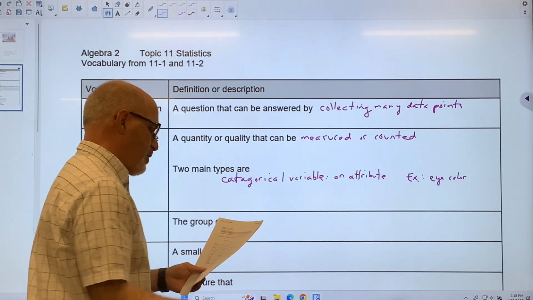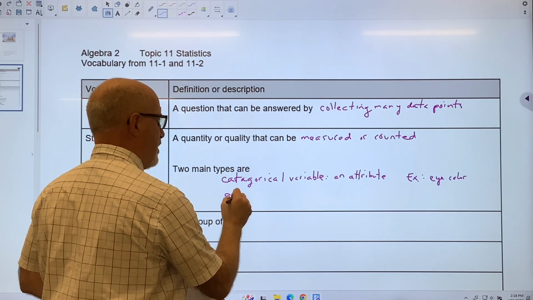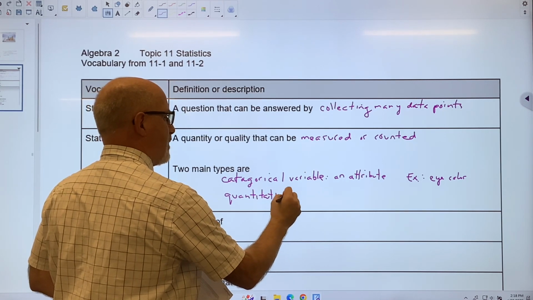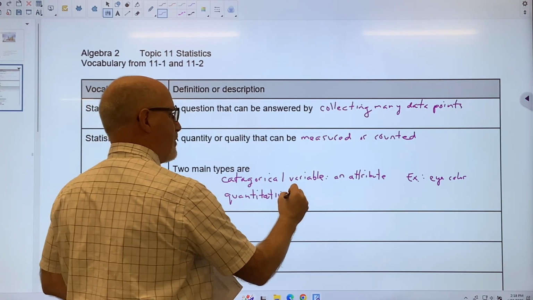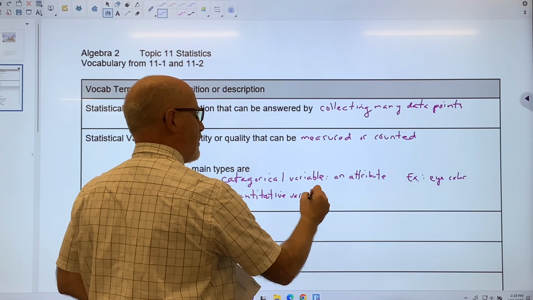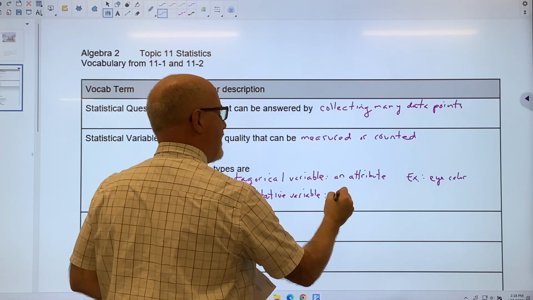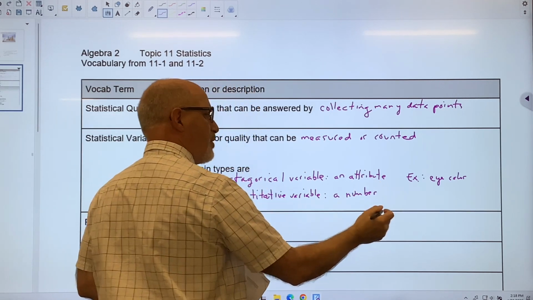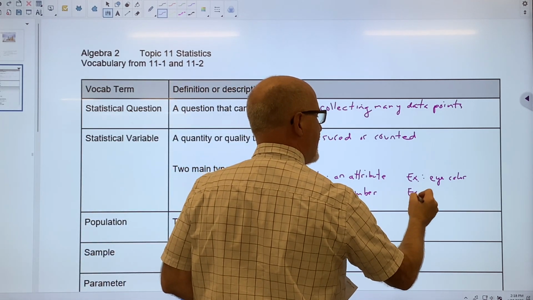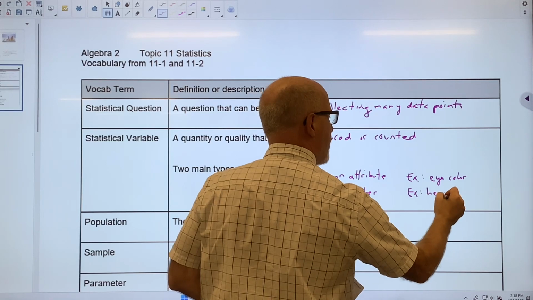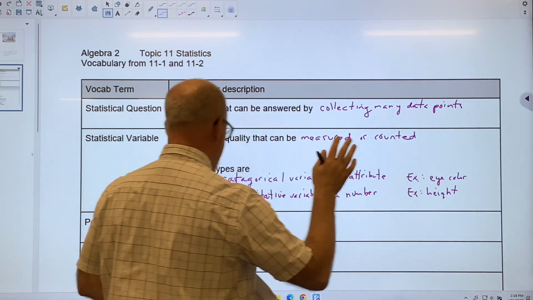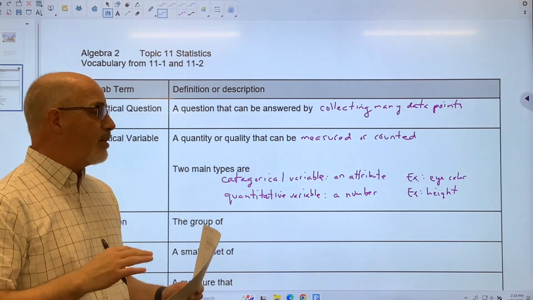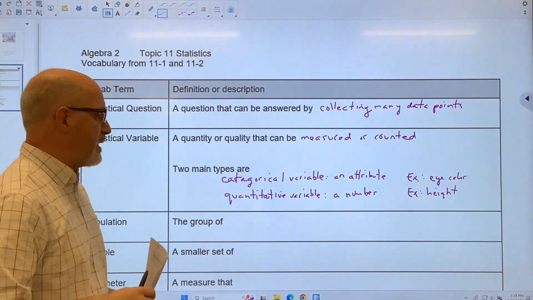Whereas the other one is quantitative variable. And this is a number. So if we're still talking about a person, we could maybe ask what their height is, which can be categorized by a number. So when you're asking for the attribute, that's categorical. If you're asking for a number, that's quantitative.